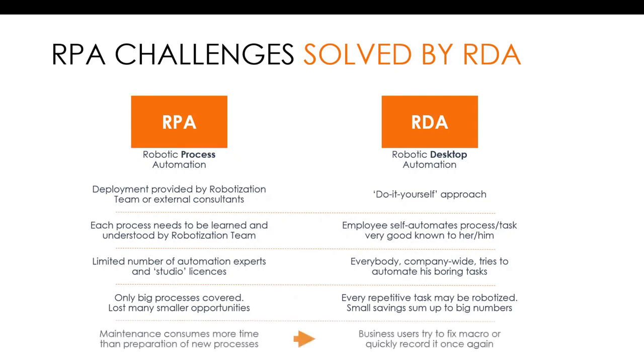In RPA, maintenance consumes the majority of time. With desktop automation, business people try to repair or to record simple macros once again. Only more complicated tasks are transferred to the robotization team.